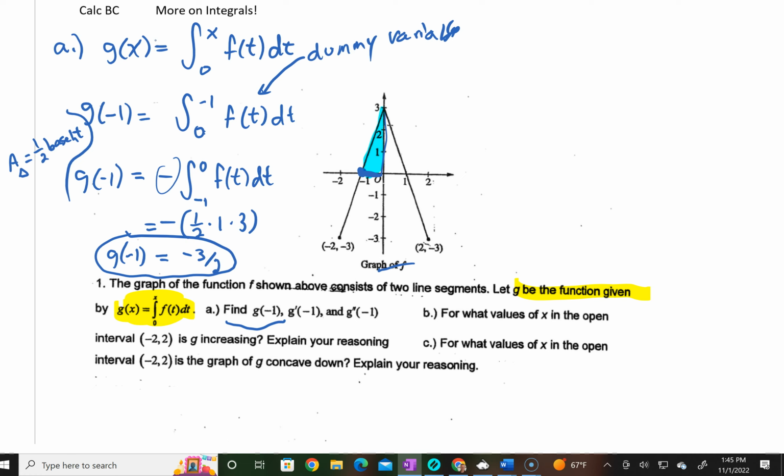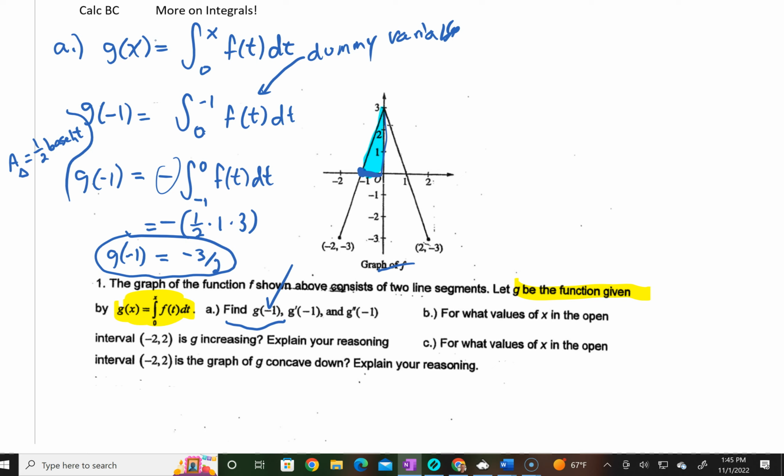Yeah, you can do that and you need to do that. But also, if your area goes below the x-axis, and it might down the road, then we've got to be careful. We're going to have to realize that area below the x-axis is negative. Wow, you know what? You just did the first part of part A. You found g of -1.